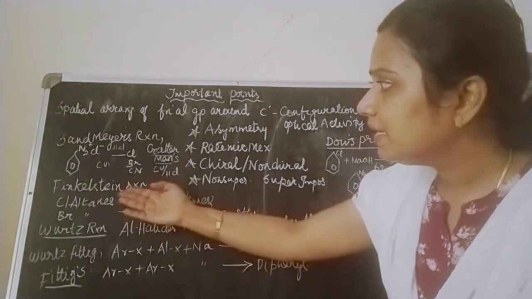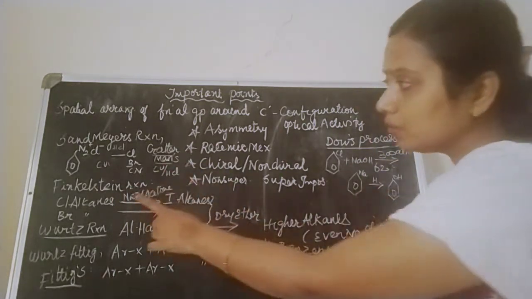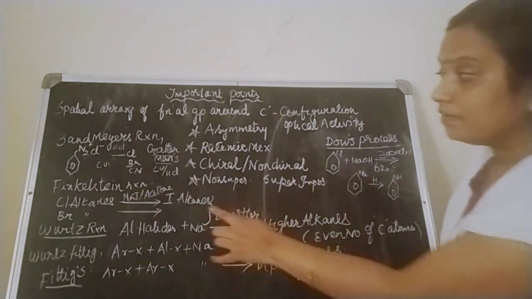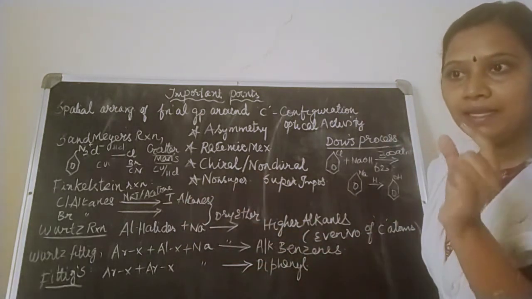Then what is Finkelstein's reaction? I should take chlorinated alkanes or brominated alkanes. They will be converted to iodinated alkanes. Means what? Alkyl halide.